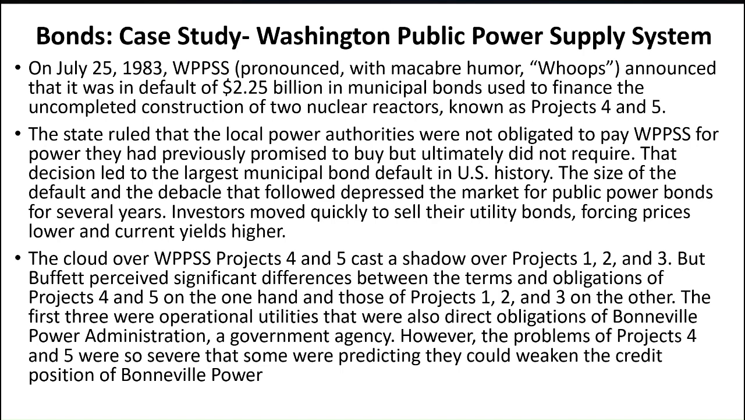The size of the default and the debacle that followed depressed the entire market for public power bonds for several years. Investors moved quickly to sell their utility bonds, forcing prices lower and current yields higher. The cloud over WPPSS Project 4 and 5 cast a shadow over Projects 1, 2, 3, which were doing quite well. But Buffett perceived there were significant differences in the terms and obligations of Project 4 and 5 on one hand, and those of Project 1, 2, 3 on the other.